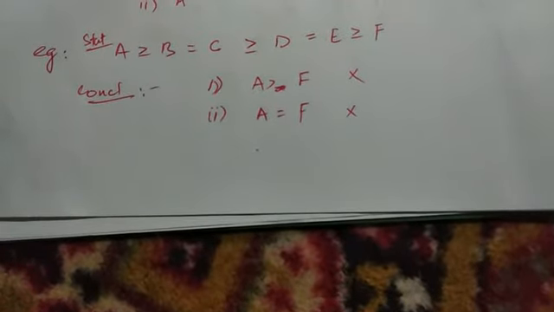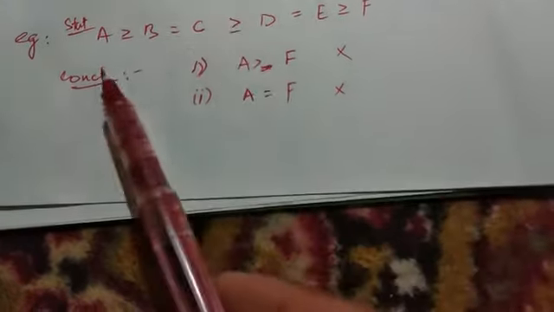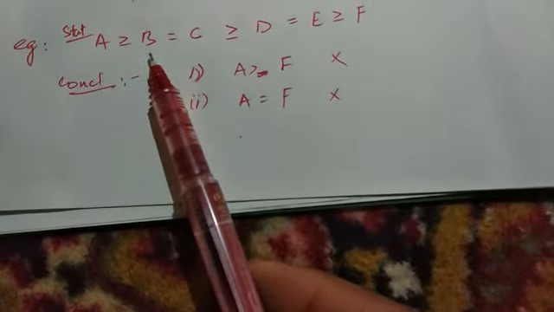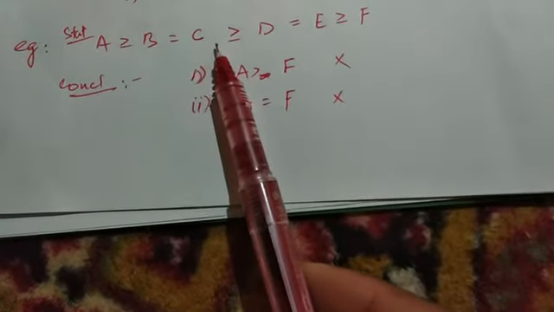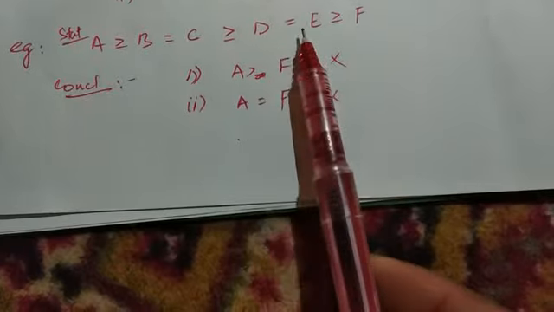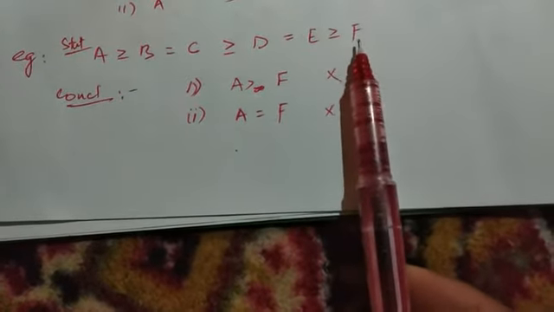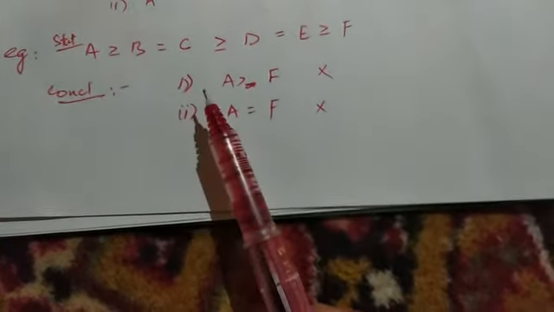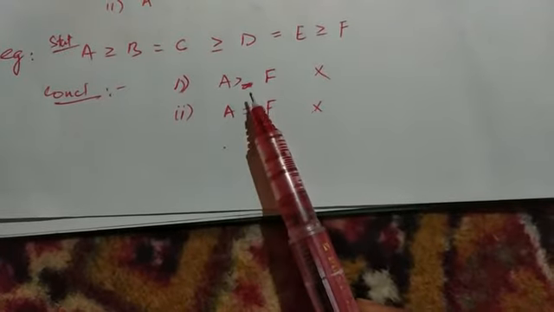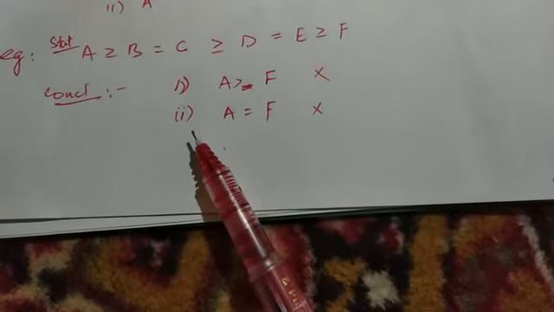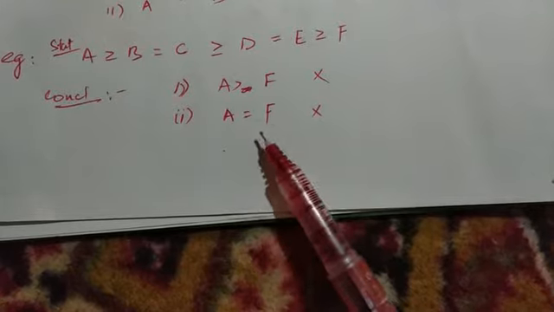Similarly, we will take the next question. For example, I have a statement: A is greater than or equal to B, B is equal to C, C is greater than or equal to D, D is equal to E, E is greater than or equal to F. And I have two conclusions. First conclusion is A is greater than F, and second conclusion is A is equal to F.